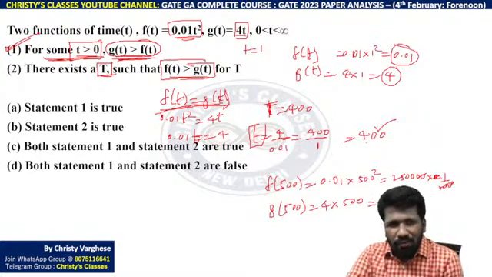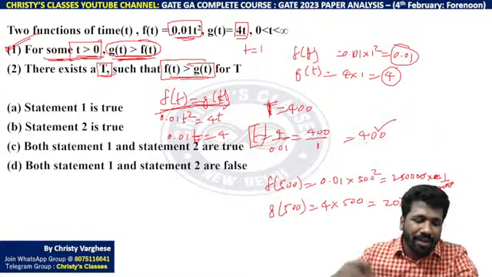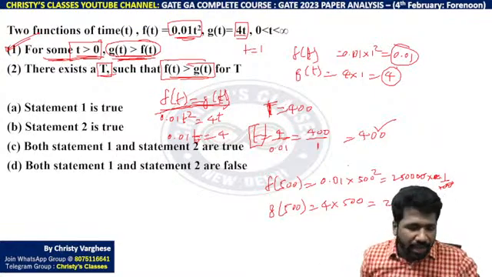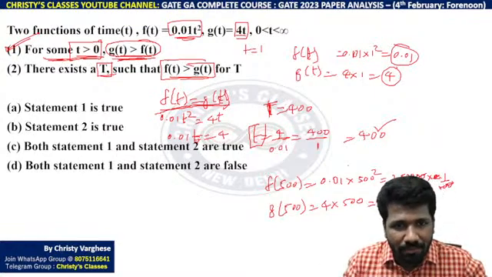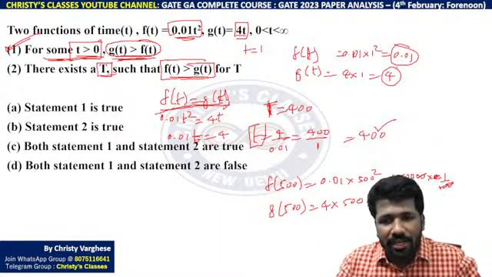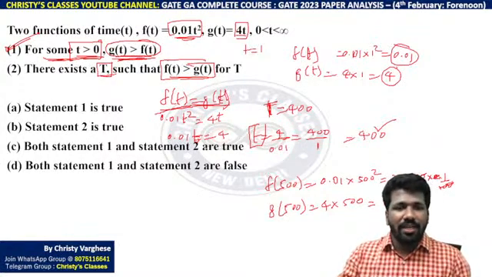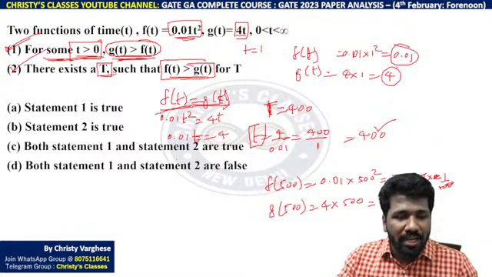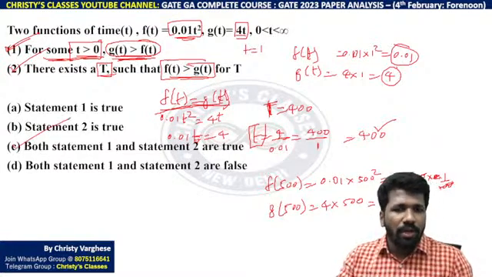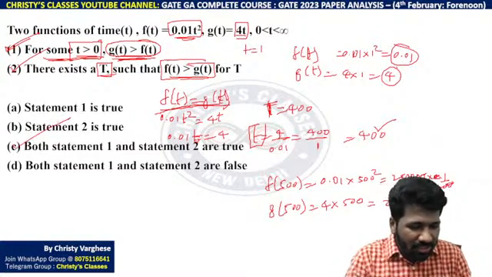Why am I not taking 401? Because I don't want to get into the trouble of finding 401 squared. That is why I am taking 500 to make you understand. But once you are clear that from there onwards it is greater, that itself is enough to finish. Are you all understanding? So statement 2 is also correct. So both 1 and 2 are correct is the correct answer. All of you understood this?